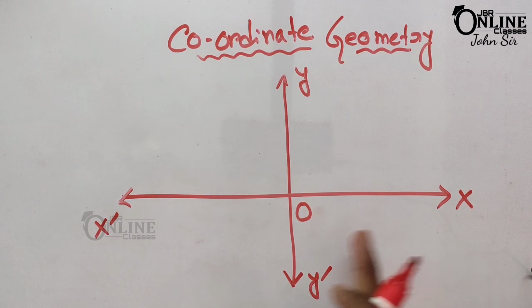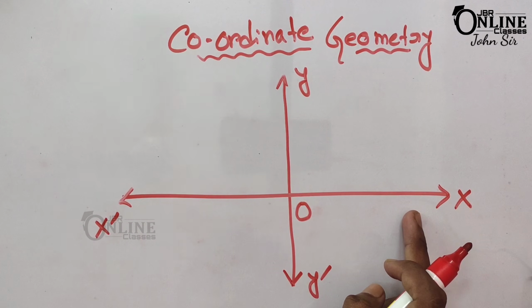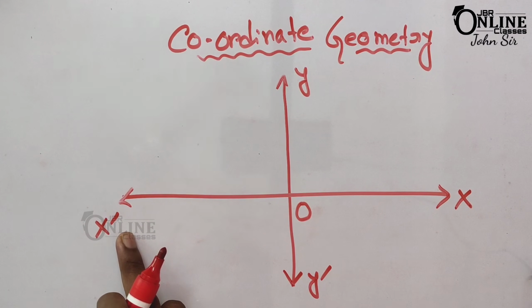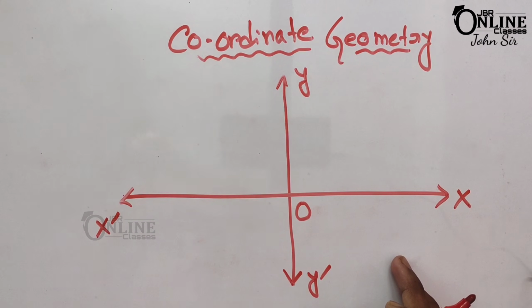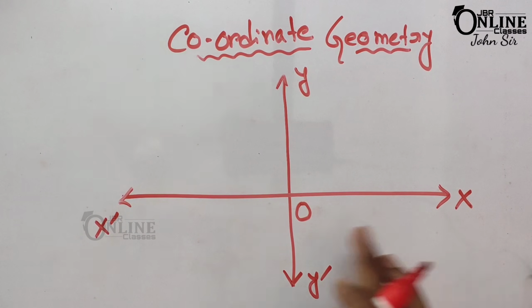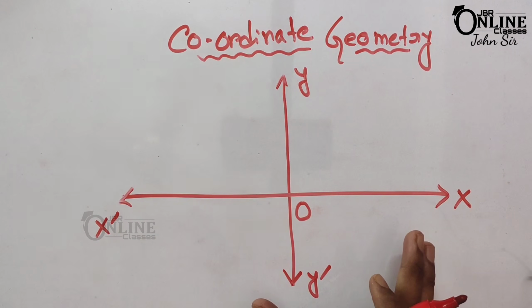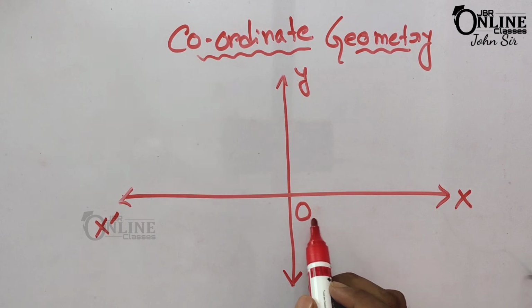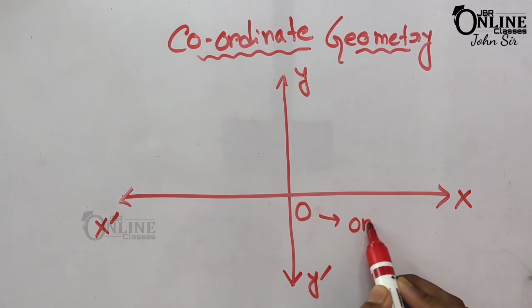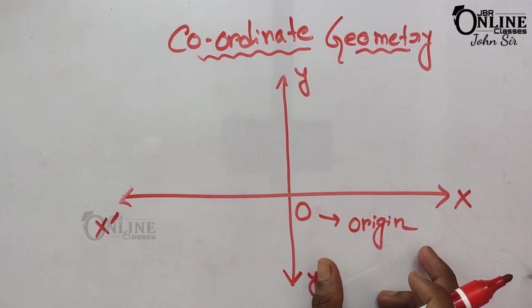So here X dash is called the X axis. Y dash is called the Y axis. Remember that. Here X dash and Y dash are called the coordinate axes, and here O is called the origin. Clear?